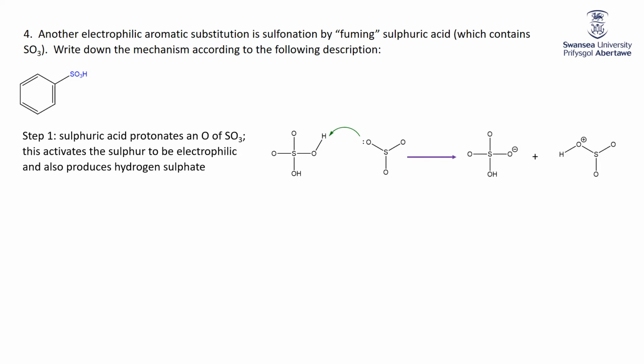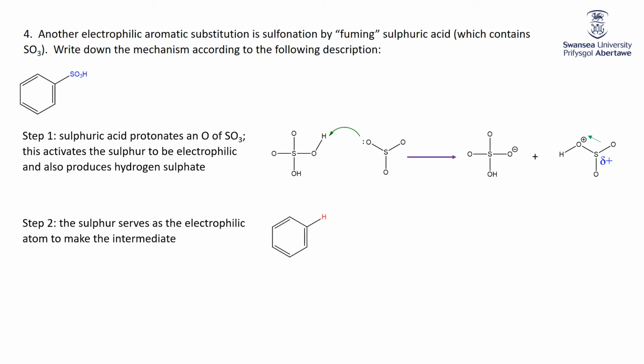So we get hydrogen sulfate. Again, draw its structure as you see fit. What's important is it's got hydrogen and it's got a minus sign, and it is the conjugate base of sulfuric acid. And now we have this nice protonated species. Now again, oxygen does not like being formally positive, so it becomes even more electronegative, really sucking electrons away from the sulfur, thus making that sulfur considerably slightly positive, and thus a lovely electrophile. So now that sulfur serves as the electrophilic atom to make the intermediate.